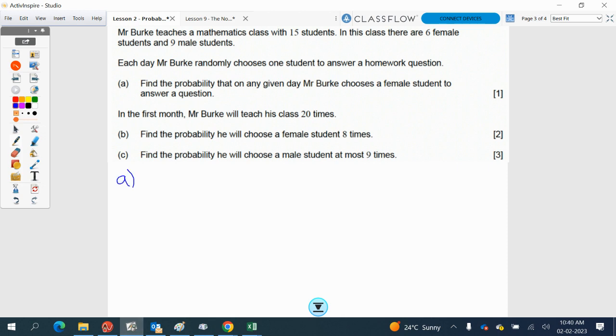A. Find the probability that on any one given day, Mr. Burke chooses a female student to answer the question. So we need the probability that a student chosen at random is female. How many female students do we have? How many students do we have in total? Can we simplify that?